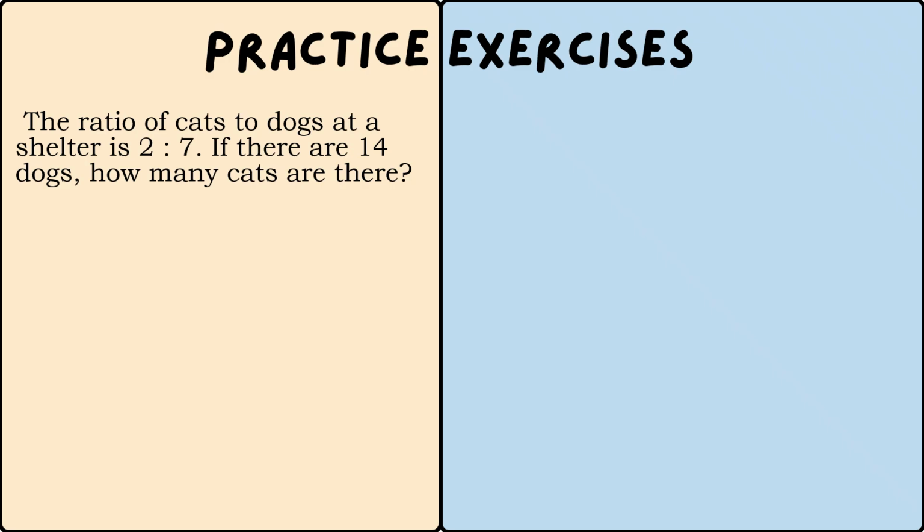If there are 14 dogs, how many cats are there? A, 2; B, 4; C, 7; or D, 14? What do you think the answer?